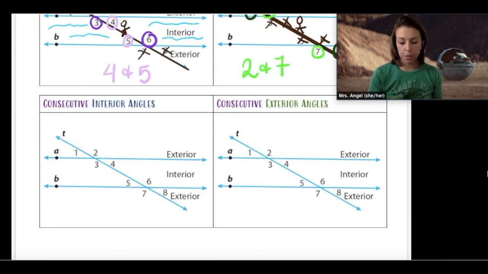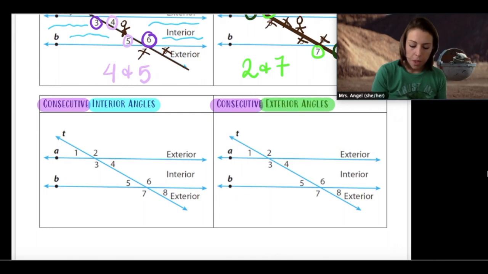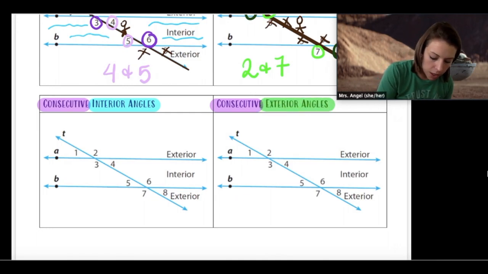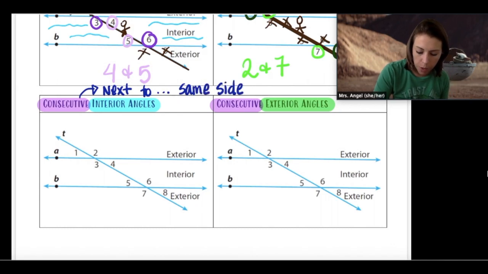The last description that we're looking for are called consecutive. Consecutive interior angles and consecutive exterior angles. So when you see consecutive, I want you to think next to or same side. That's what consecutive means. So again, we're paying close attention to that bridge. We're standing on the bridge. We're looking out over the riverbank.